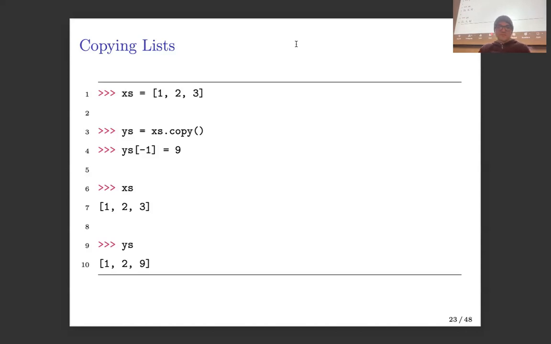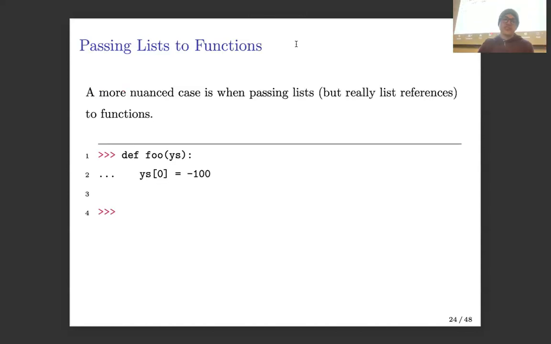Okay, cool. Passing lists to functions. This is more nuanced now. Normally we're used to passing stuff to functions and being able to do whatever we want within functions without worrying about what we're doing inside a function having any effect outside of that function. This is no longer the case when you start passing functions references.